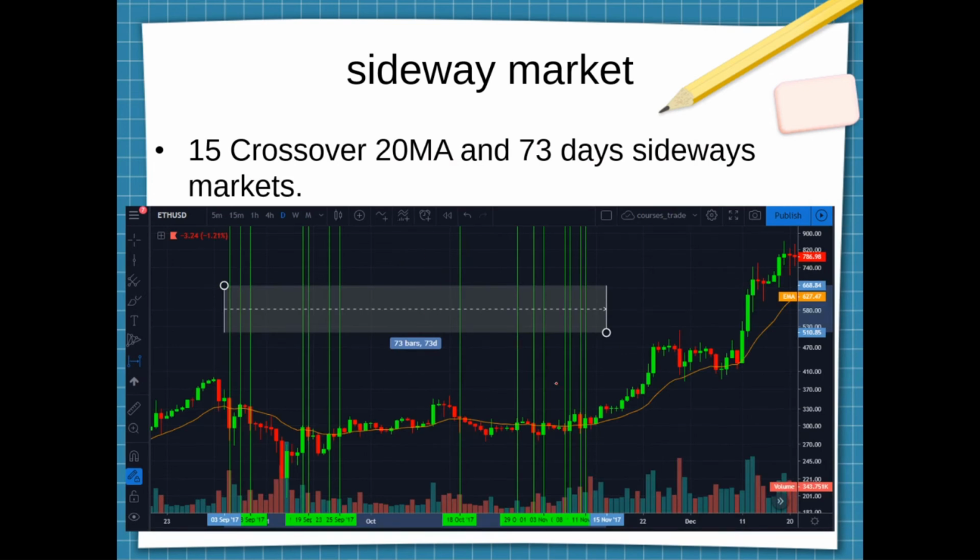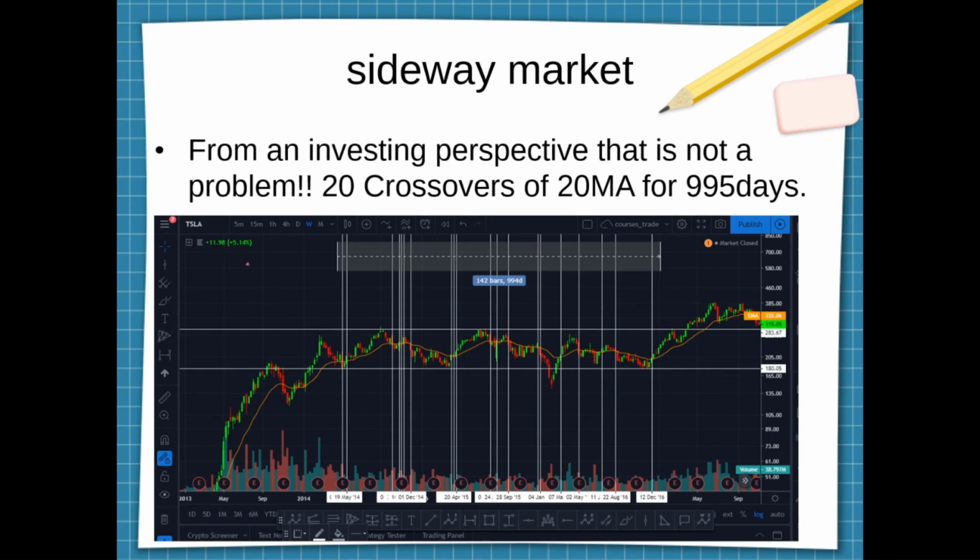As another example, 15 crosses, 20 moving average for like 72 days, same thing. So maybe you were thinking, it's just cryptocurrency. Nope, it's the same thing in every single market. This is a Tesla chart, weekly time frame, 20 crosses for 90 and 95 days. That's literally 2 or 3, that's almost 3 years, guys.